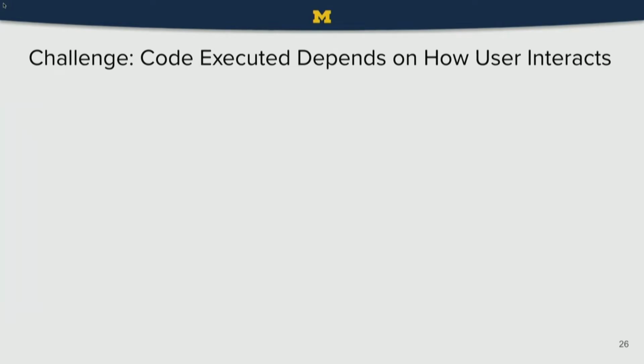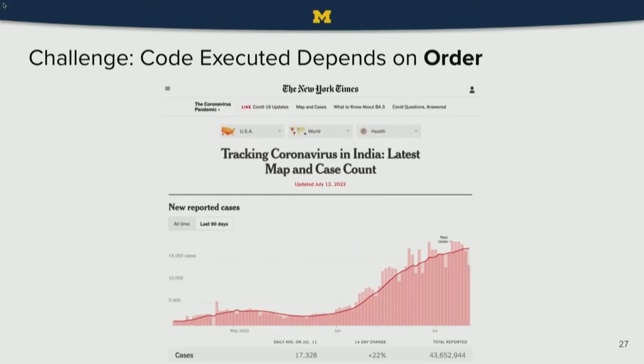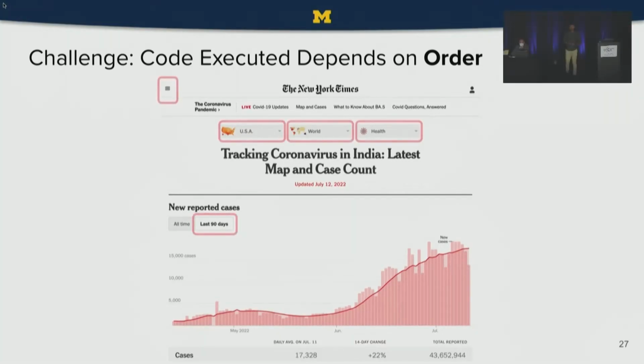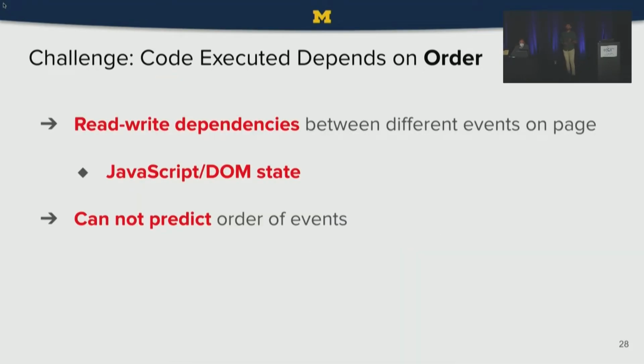Now, identifying all the code that powers client-side interaction is challenging for multiple reasons. First of all, it depends on how the user interacts with the page. The first metric is the order of interaction. Here is an example New York Times page, and as you can see, there are multiple elements on the page with which the user can interact. Now, clearly, some of these events can have read-write dependencies between them with respect to the JavaScript or the DOM state they access.